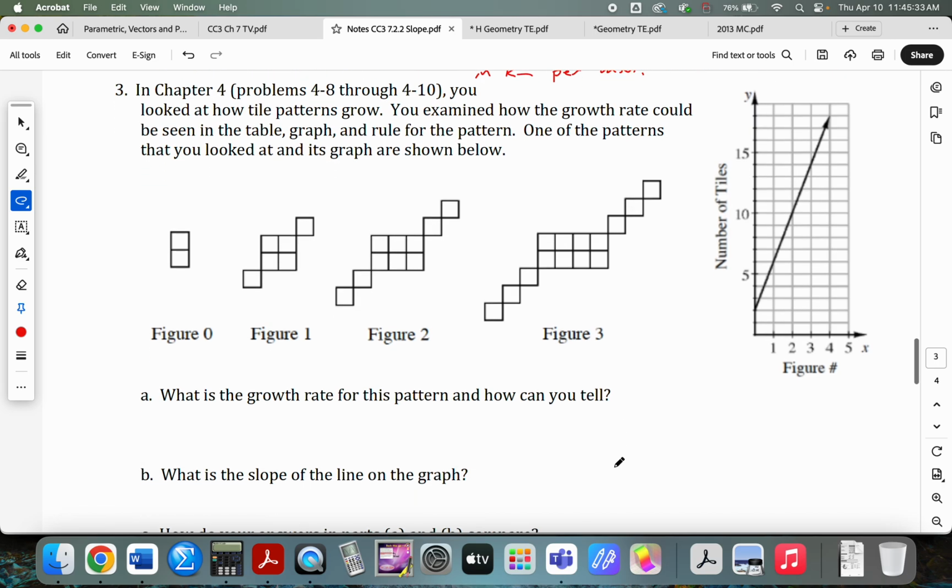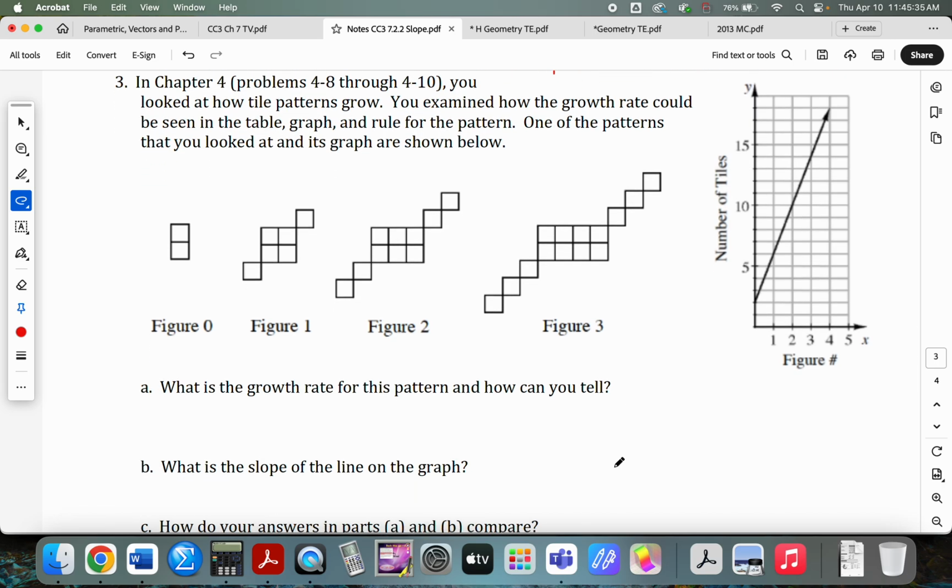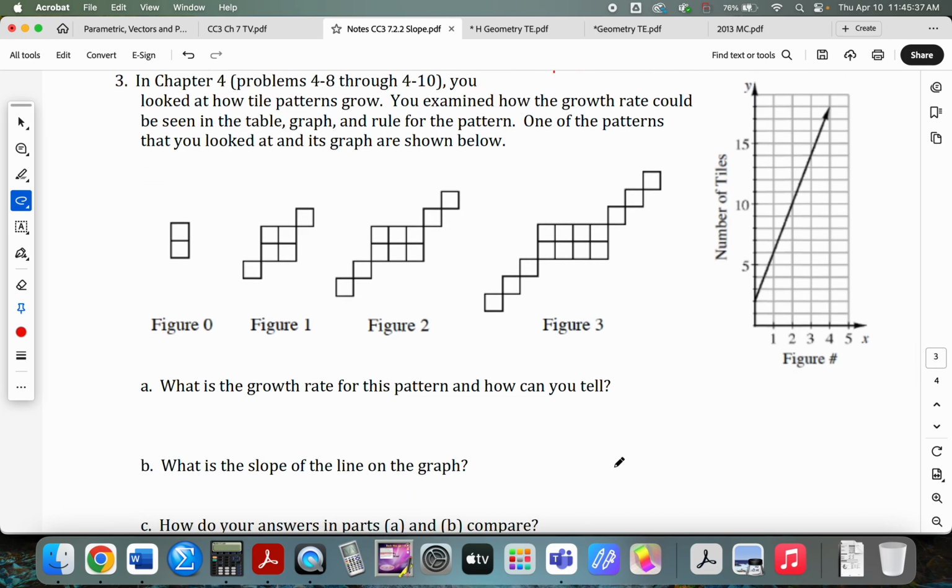All right, so let's look back at some stuff that we did a long time ago from chapter 4 in book 3. Here's a tile pattern. You examined how the growth rate could be seen in tables, graphs, and a rule. One of the patterns is shown, and its graph is also shown. So what's the growth rate for this pattern? How much is this growing by each time?